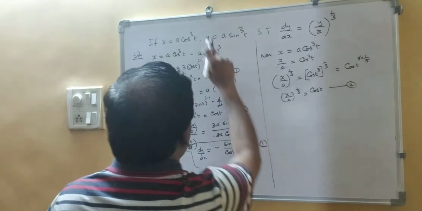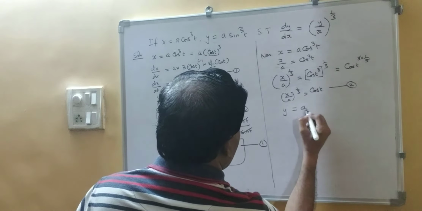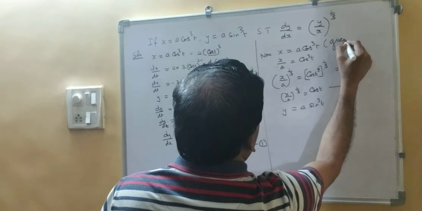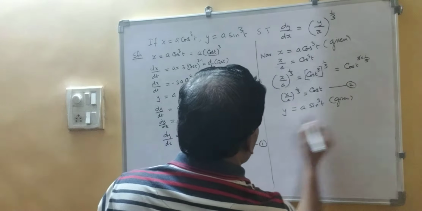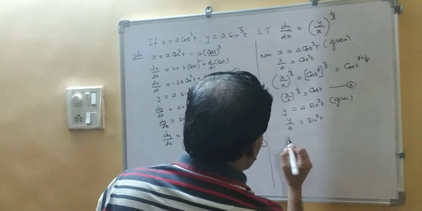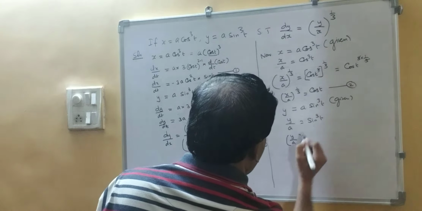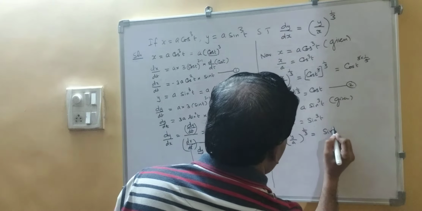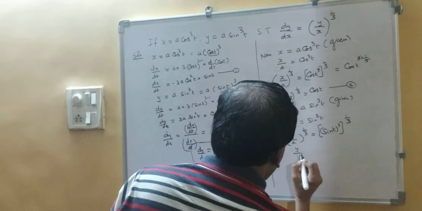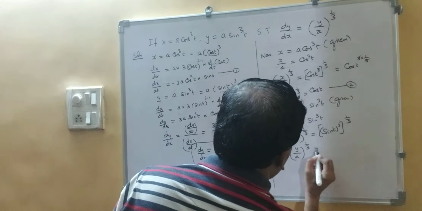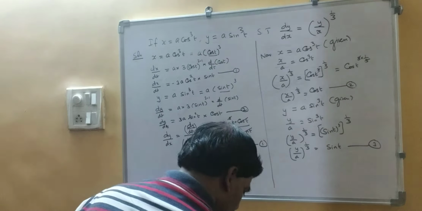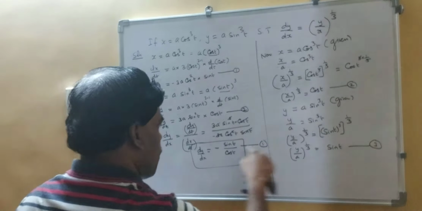Now, similarly y = a sin³t is given. So y/a = sin³t. Taking cube root, (y/a)^(1/3) = ((sin t)³)^(1/3). So (y/a)^(1/3) = sin t. Now, what we will do is, these two results we will be substituting in 1.